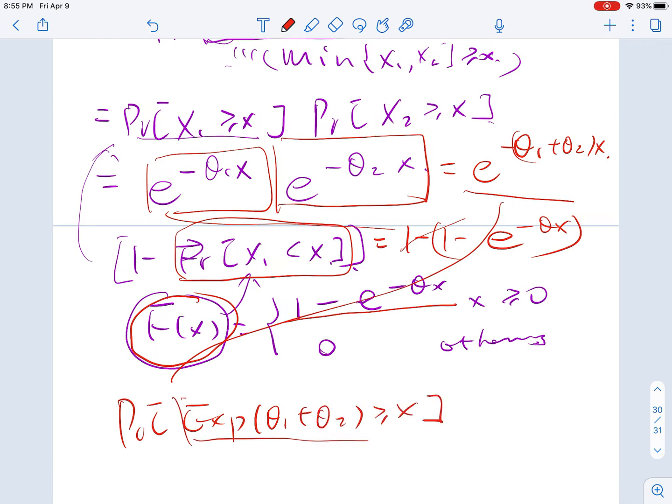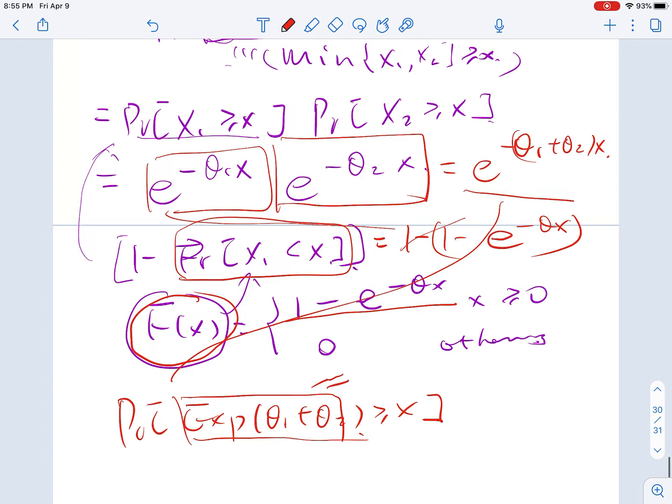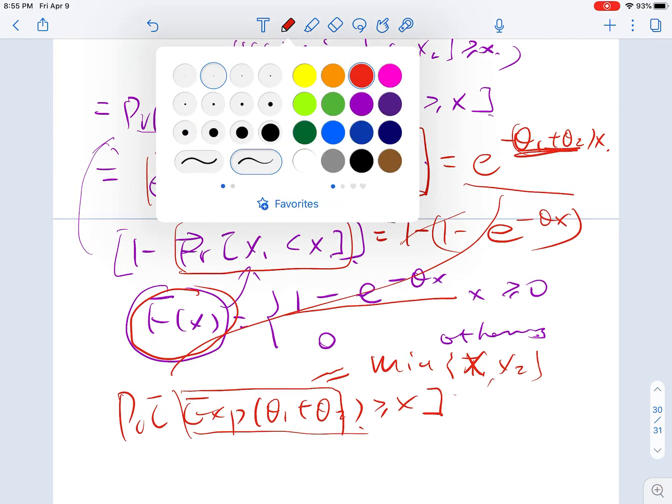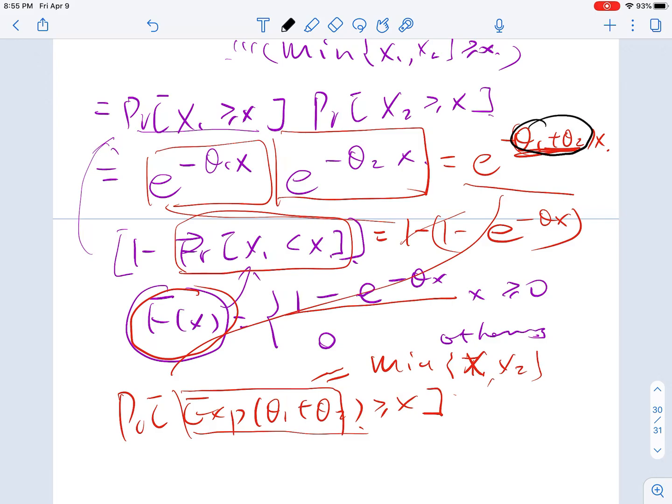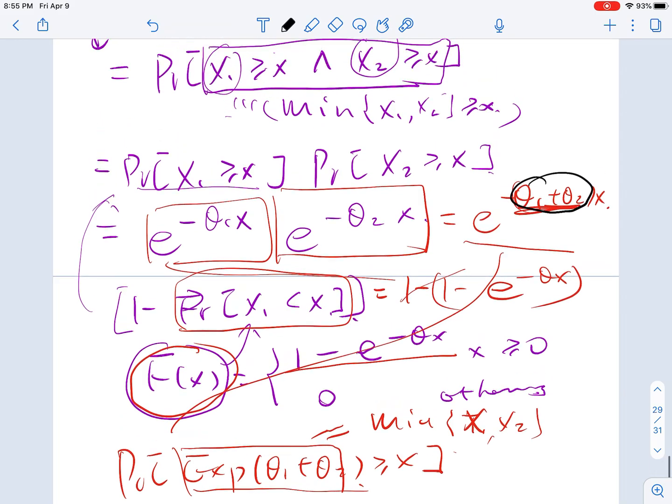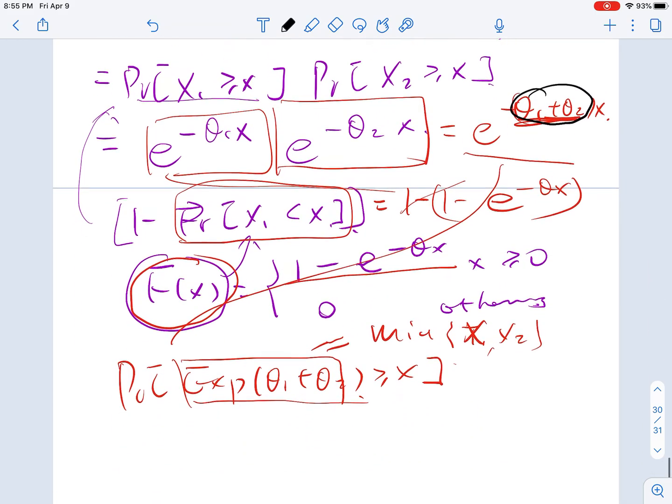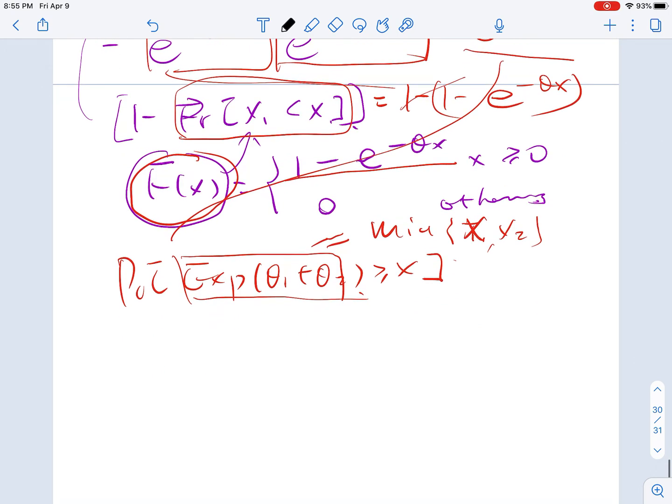That's the reason we can see that the minimum of these two random variables is still an exponential distribution with the parameter being the sum of them, right? So this is important. That's the reason that we call this sum after we do a bit of calculation, right? Right. So now let's see how we generalize that, at least for this part, right?